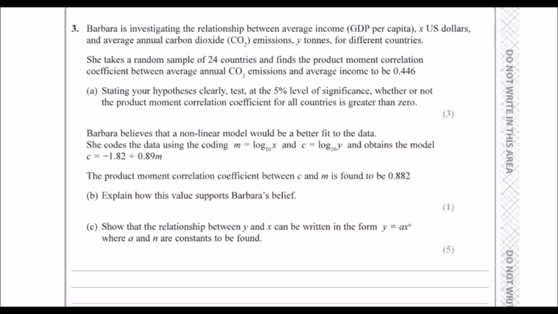Question 3. Barbara is investigating the relationship between the average income, GDP per capita, X US dollars, and average annual carbon dioxide emissions, Y tons, for different countries. She takes a random sample of 24 countries and finds the product moment correlation coefficient between CO2 emissions and income to be 0.446. Stating your hypothesis clearly, test at the 5% level of significance whether or not the product moment correlation coefficient for all countries is greater than 0.